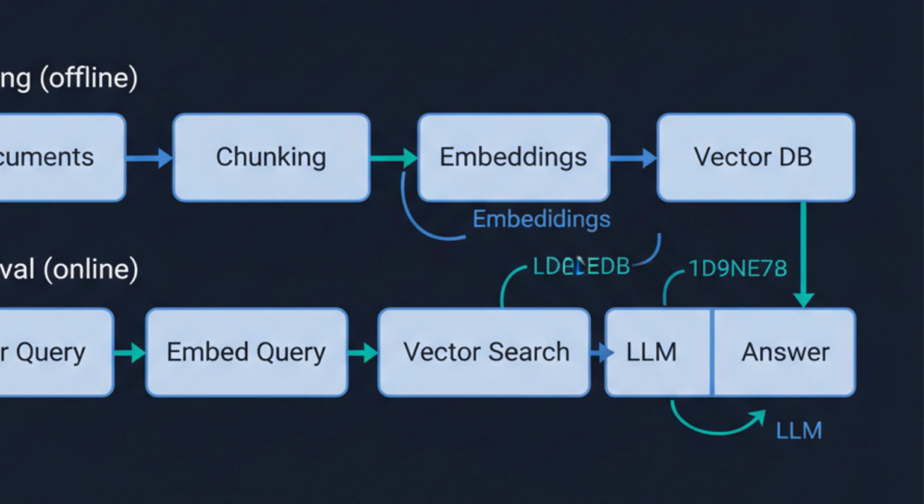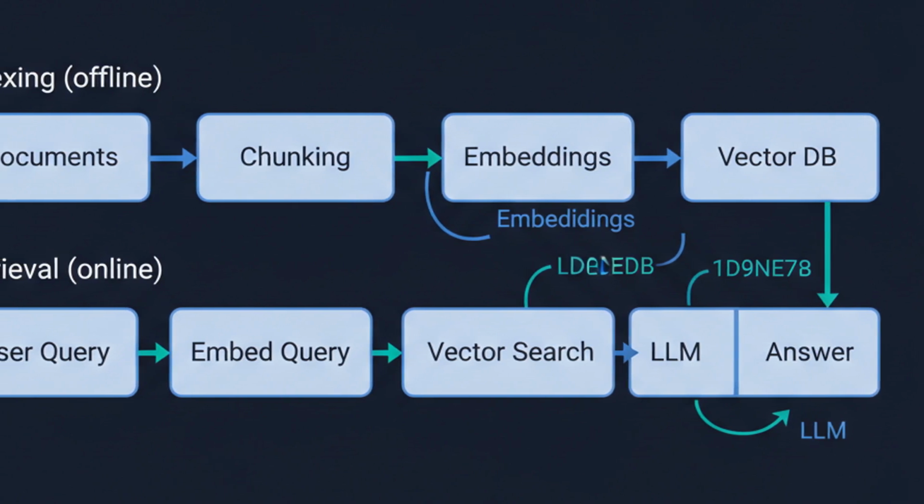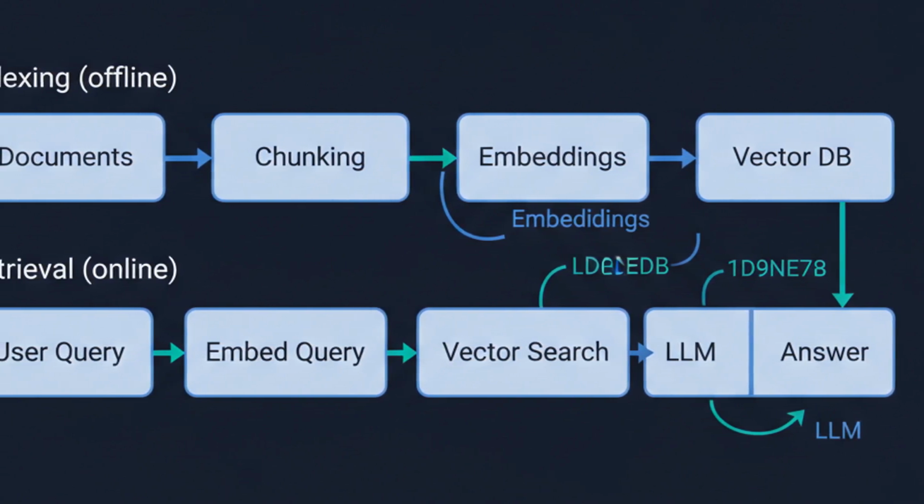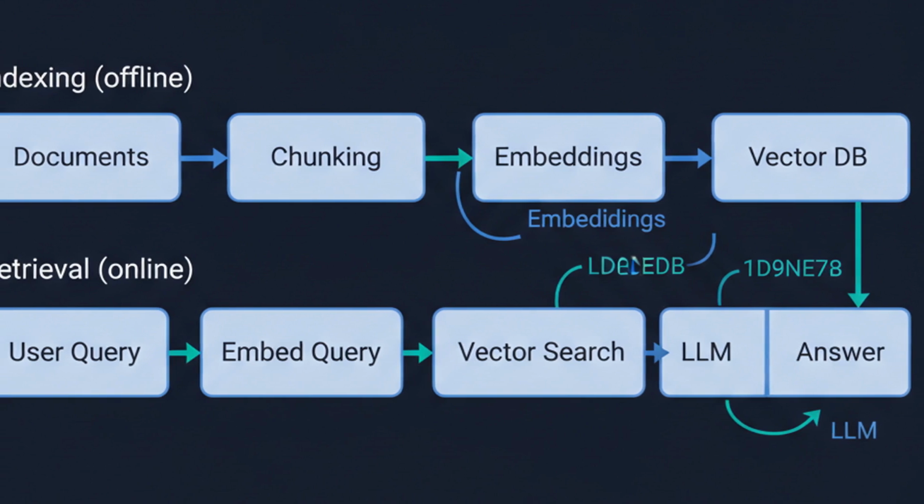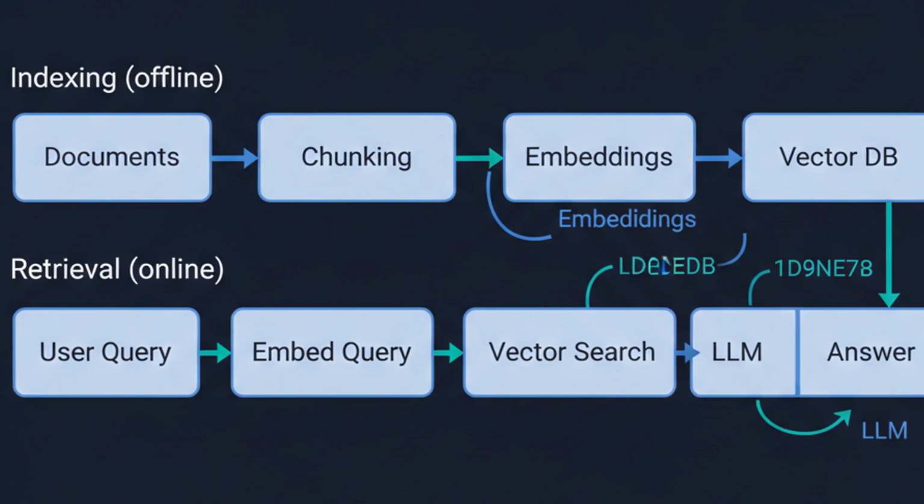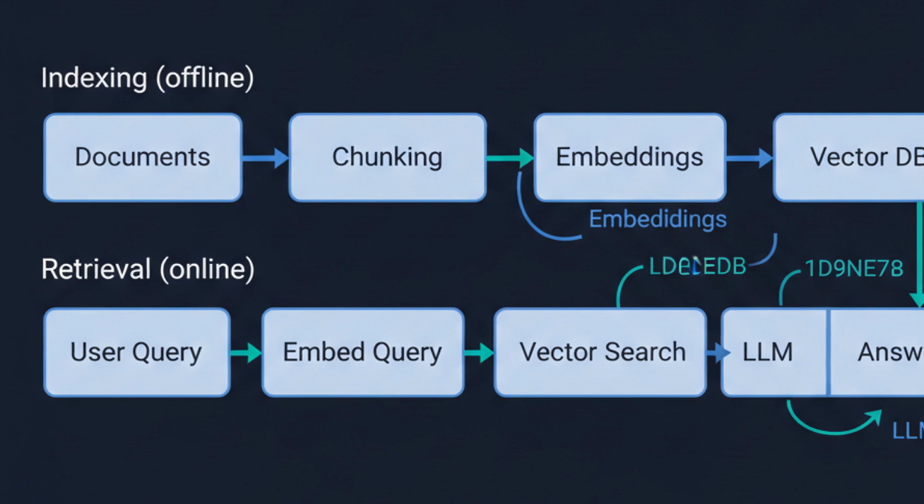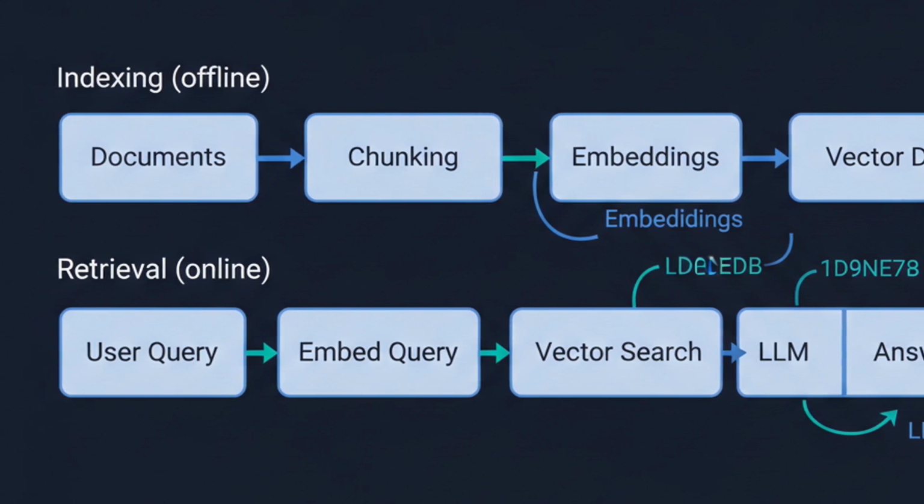Here is the whole pipeline at a glance. A user asks a question. We turn that question into a vector, search a vector database for the most relevant chunks of your data, then hand those chunks to the LLM as context. The model reads the context and writes a grounded answer. Two phases really matter here: an offline indexing phase where we prepare data, and an online retrieval phase that runs at query time. Keep these two phases separate in your mind as we go.